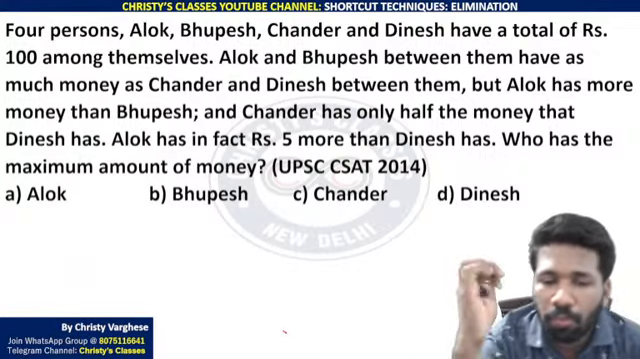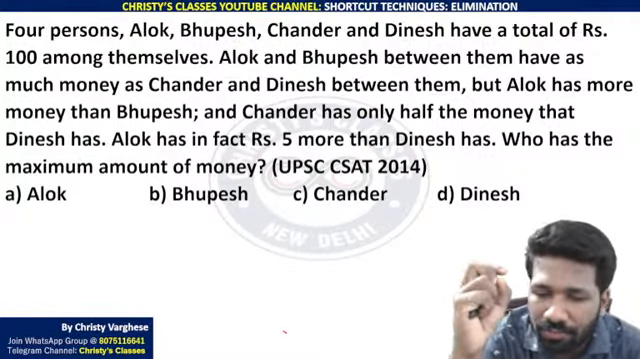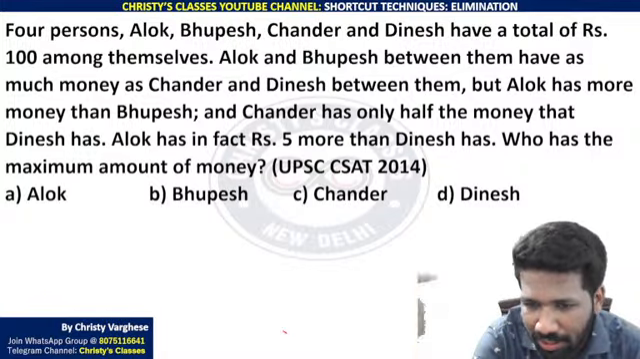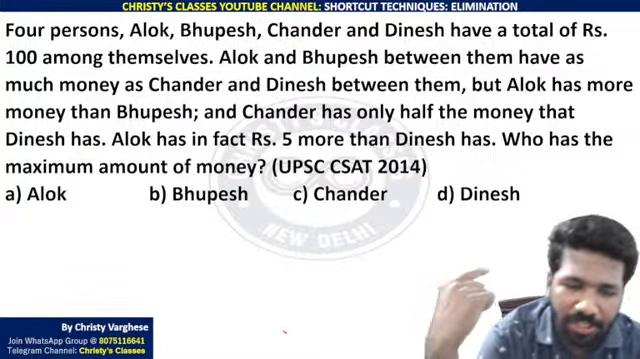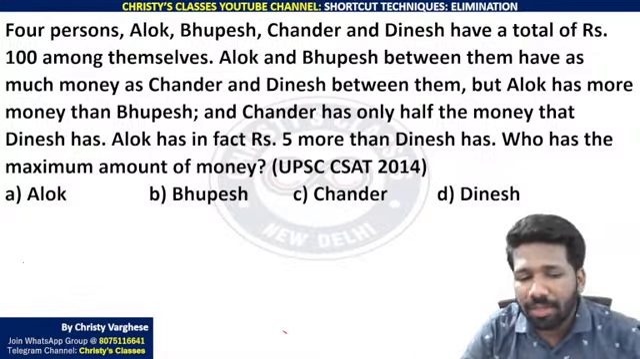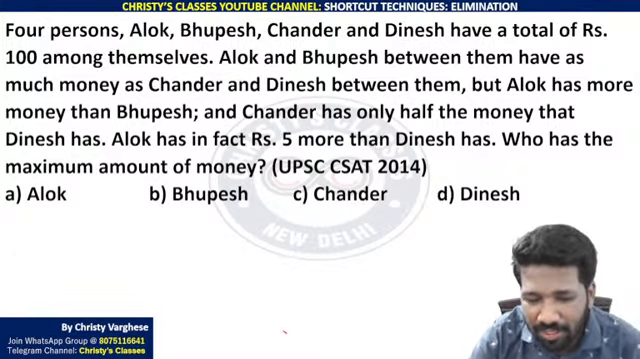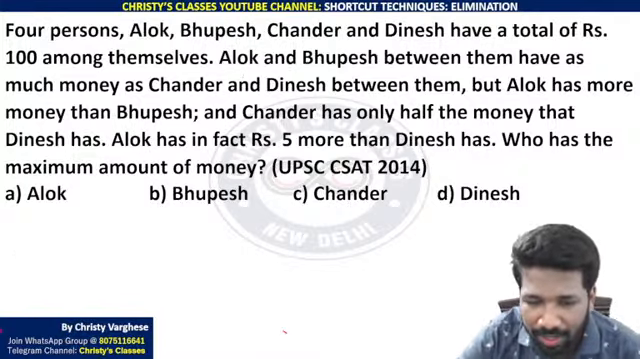Four persons Alok, Bhupesh, Chandar and Dinesh have first letters A, B, C, D. So it is easy to represent. They have a total of 100 rupee. This total of 100 rupee data is not necessary if you use the right method. That will save a lot of time.